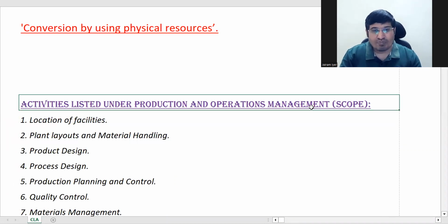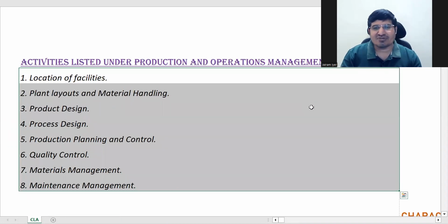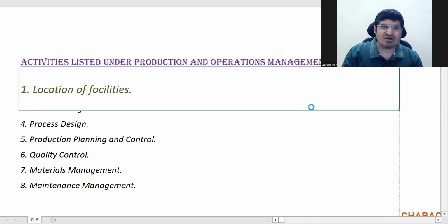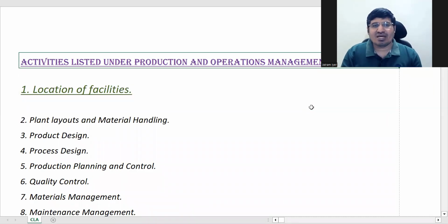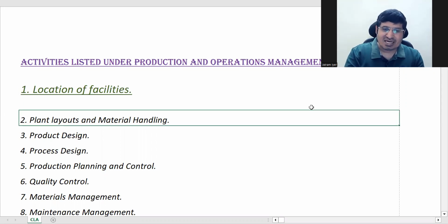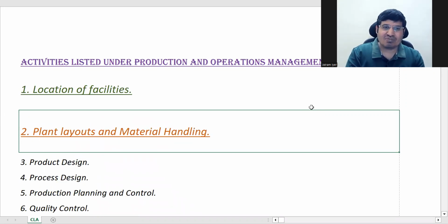Now the scope of production and operations management is nothing but all your chapters enlisted here. It starts with location of facilities. As I told you earlier, right at the beginning, the operations manager's first concern is the location of facilities, where the plant should be located for cheaper production. Second is plant layout and material handling.